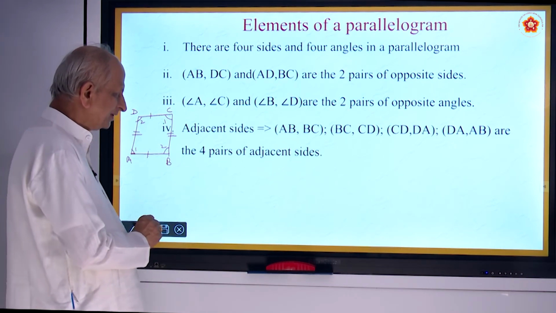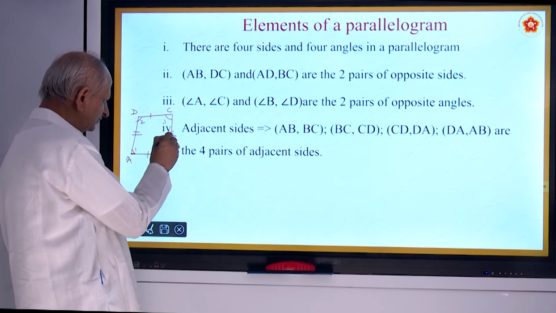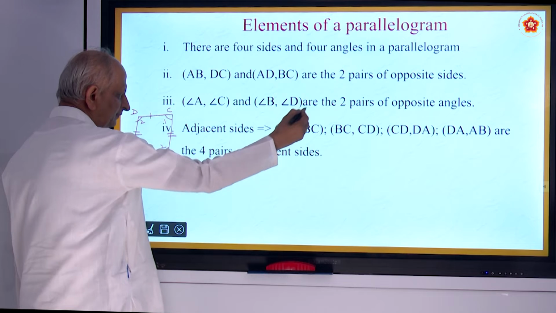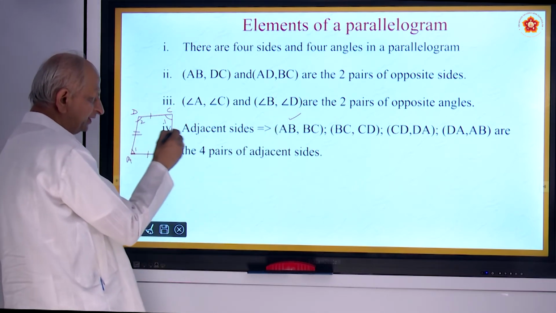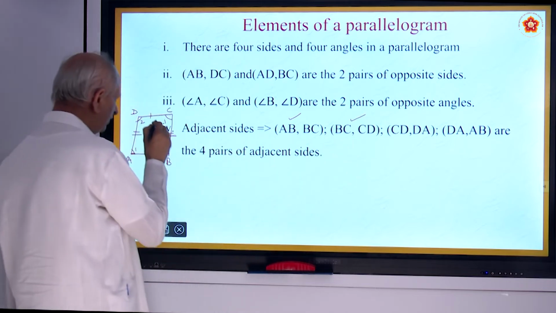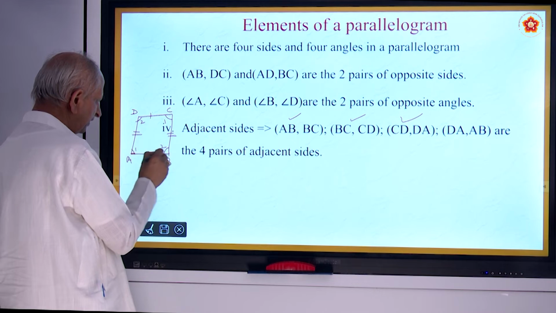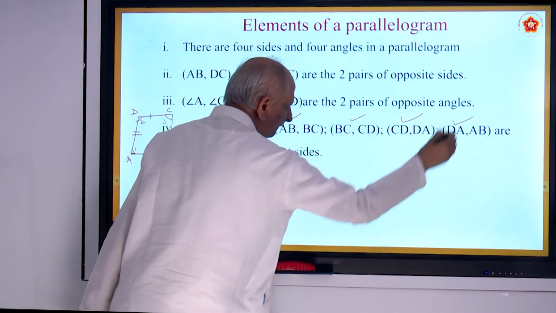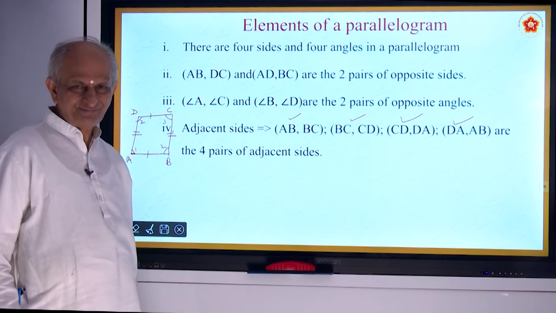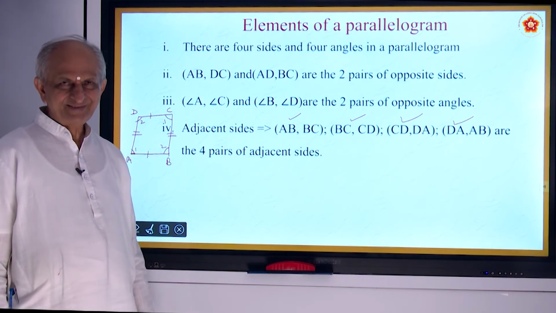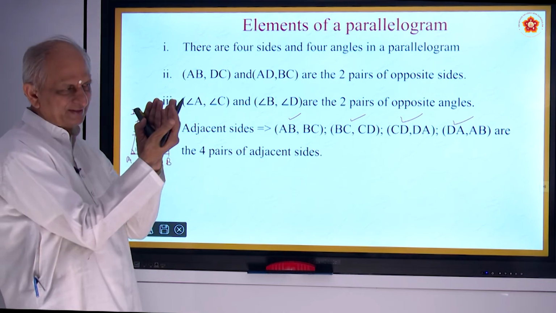Adjacent sides. There are 4 pairs. See, AB and BC are adjacent. Then BC and CD, these 2 are adjacent. Then CD and DA, they are adjacent, DA and AB. So there will be 4 pairs of adjacent sides, side by side. Now, you are sitting side by side, it is called adjacent. If you sit like this, it is called opposite. Adjacent means side by side.